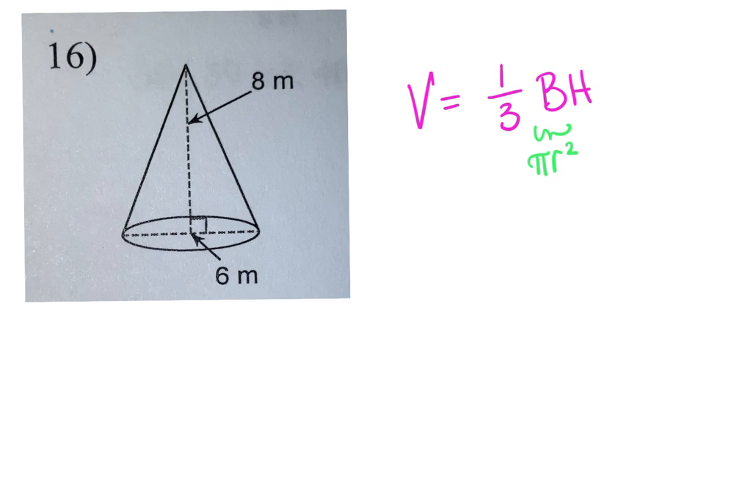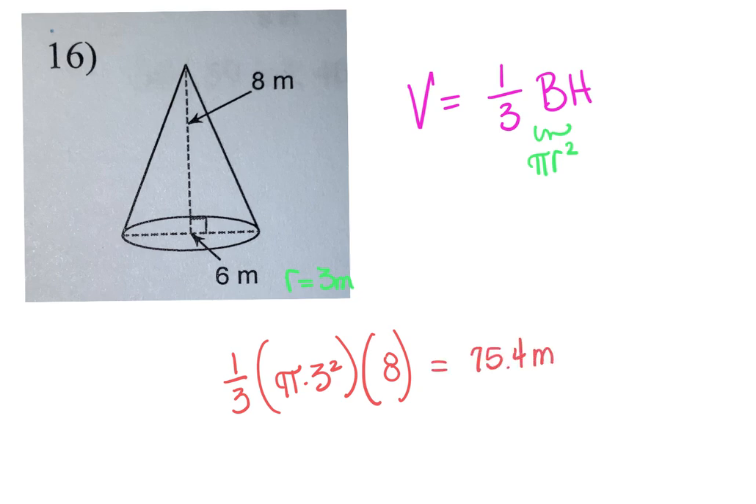Now keep in mind, what did they give me? They gave me diameter, okay? I can use diameter for circumference, but I cannot use it for area. So I do have to cut that in half. So my radius is going to be 3 meters, all right? But once I have that, I'm just going to plug it into my formula. 1/3 pi 3 squared times the height of the cone, which is 8. And rounded, this is rounding to, I think, nearest hundredth, but I think this one actually rounds up. So you actually end up with 75.4 cubic meters.